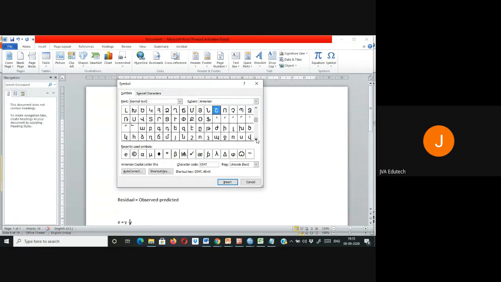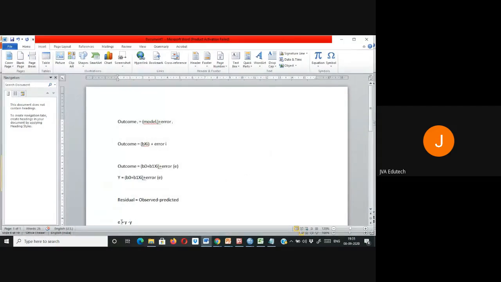So how can I define this from here? Okay, let's not waste time. Just put an inverted v over y. This will show you that this is the predicted value, right? So it is actually the difference between the observed value and the predicted value that is called the residue.